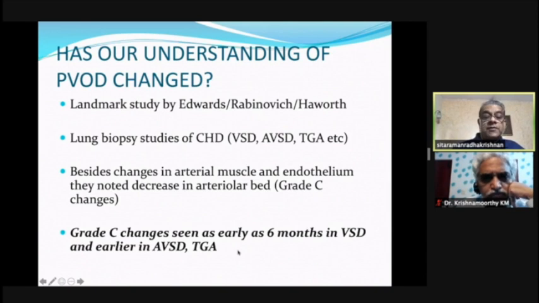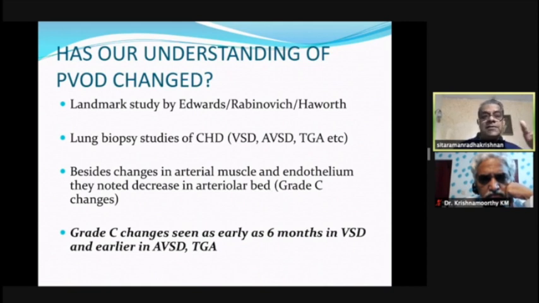Some of them showed grade C changes in atrioventricular septal defect and TGA as early as 3 months of life. So clearly, this has completely changed our outlook as far as treatment of these lesions is concerned, because the overall concern is to prevent pulmonary arterial hypertension, which actually, if you look at it in the Western population, one of the commonest causes of pulmonary hypertension in the setting of congenital heart disease is patients who have been previously treated for congenital heart disease.